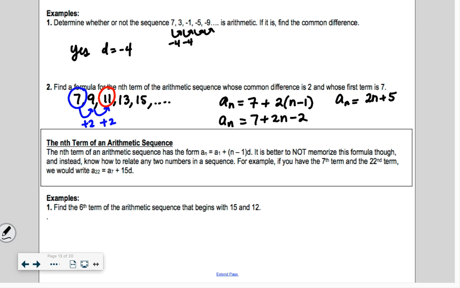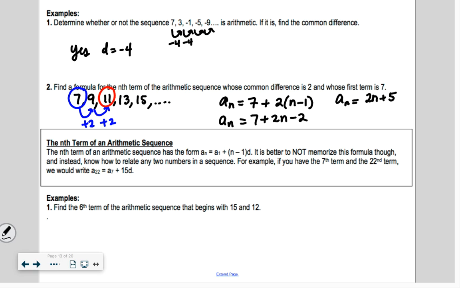Okay, let's test it. So how many terms do I have right here? I have 5 terms, right? 1, 2, 3, 4, 5. So if I wanted to find the 5th term, can I plug in 5 and get 15? Yeah, if I plug in 5, I have 2 times 5 is 10, plus 5 is 15. So it works. Does it work for term 4? Yeah. 8 plus 5 is 13, right? Does that make sense? All right, so there is a formula.